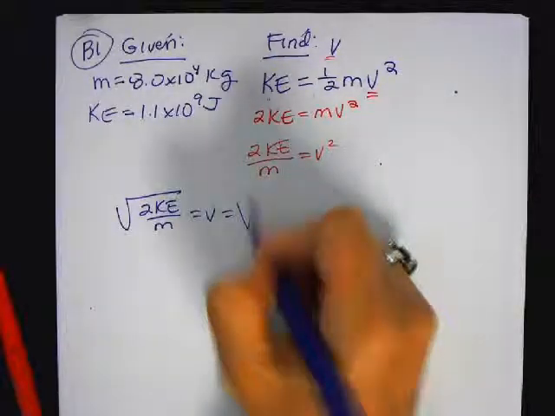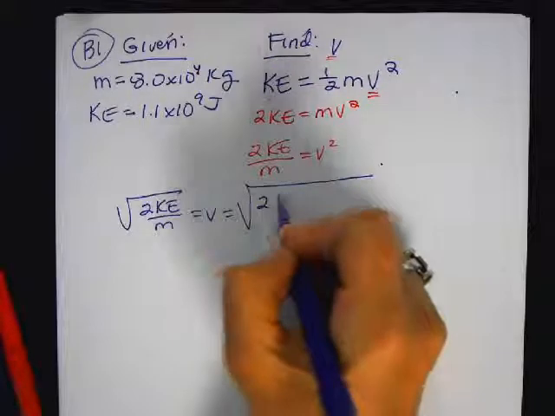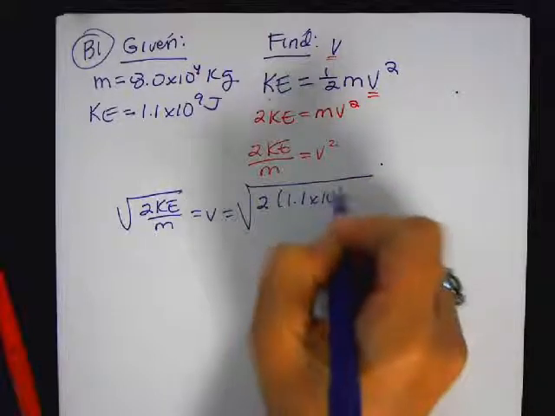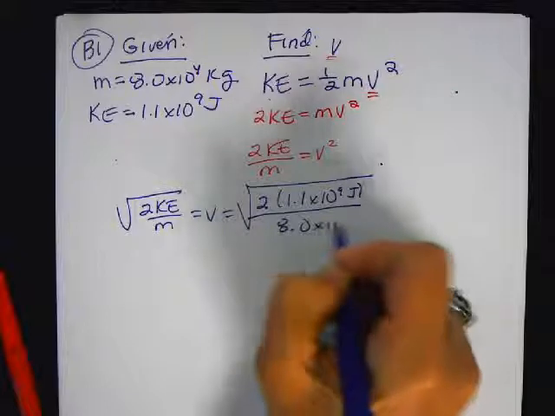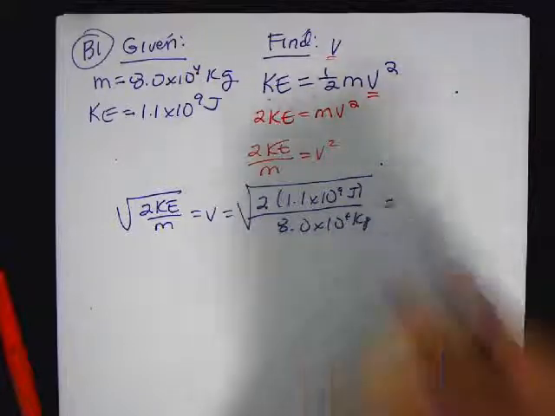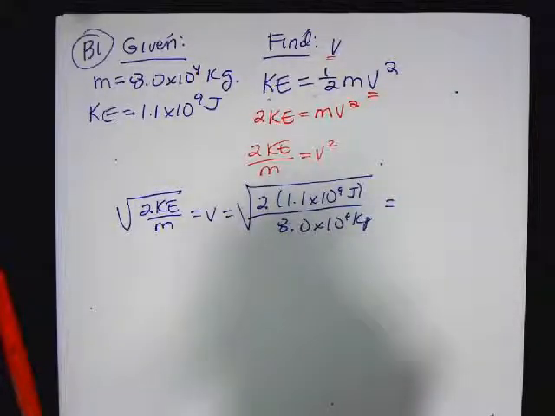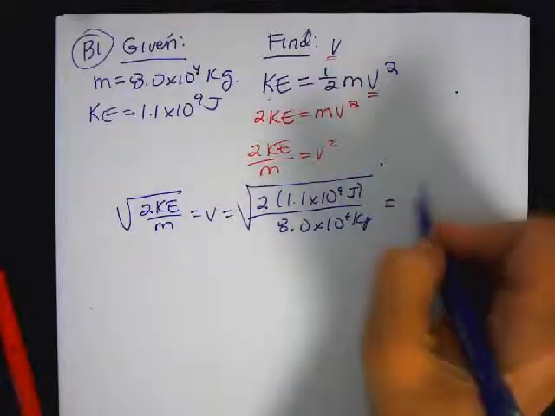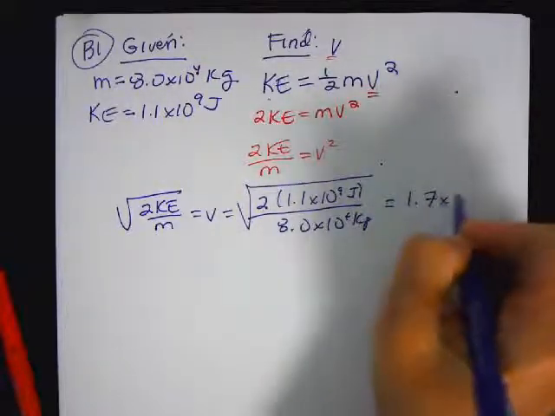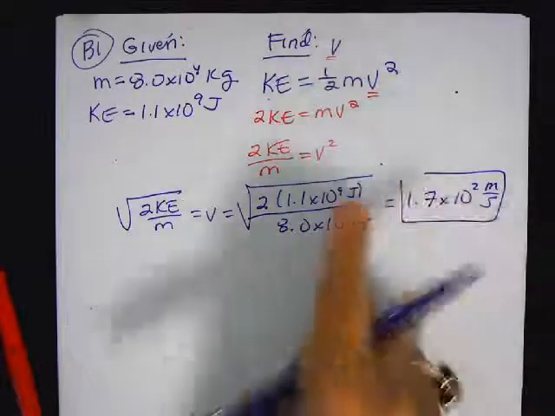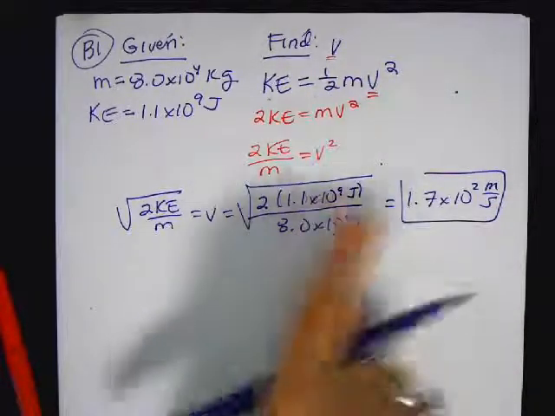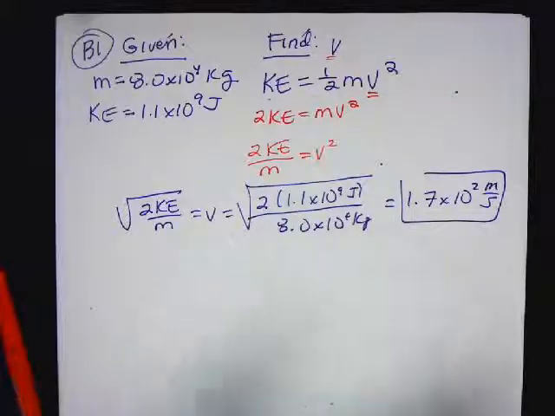Now I'll substitute in my values. 2 times 1.1 times 10 to the 9 joules divided by 8.0 times 10 to the 4 kilograms. So when I do this mathematically, my answer comes out to be 1.7 times 10 to the 2 meters per second. But how do I know that this joule divided by a kilogram underneath a radical actually comes out to be a meter per second?